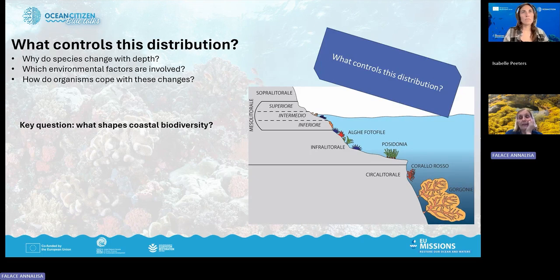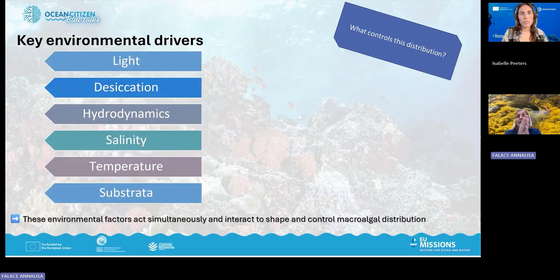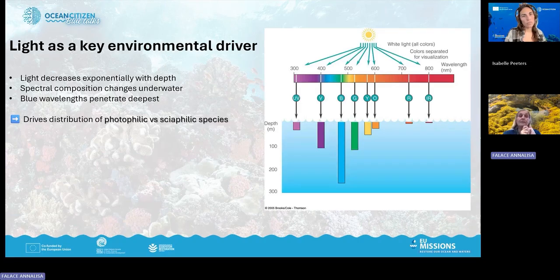So what controls the distribution of macroalgae and shapes the coastal biodiversity, the different macroalgae along this gradient? These are the main key environmental drivers for the macroalgae. For sure, the light. They are photosynthetic organisms, so the light is one of the most important parameters. Then we have desiccation, hydrodynamics due to the currents generated by low and high tides, changes in salinity, changes in temperature, and also the nature of the substrate.